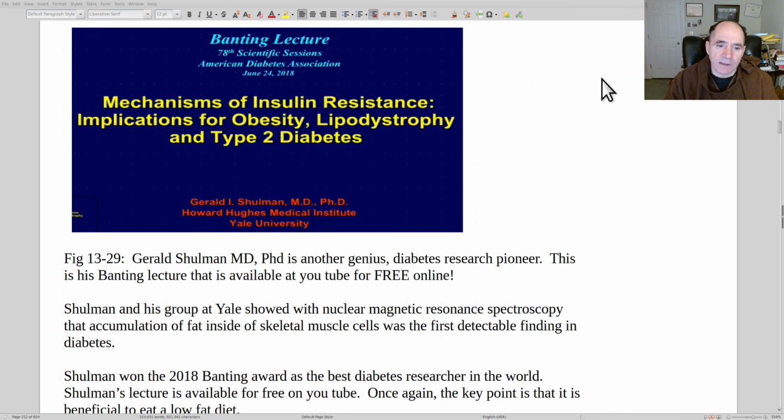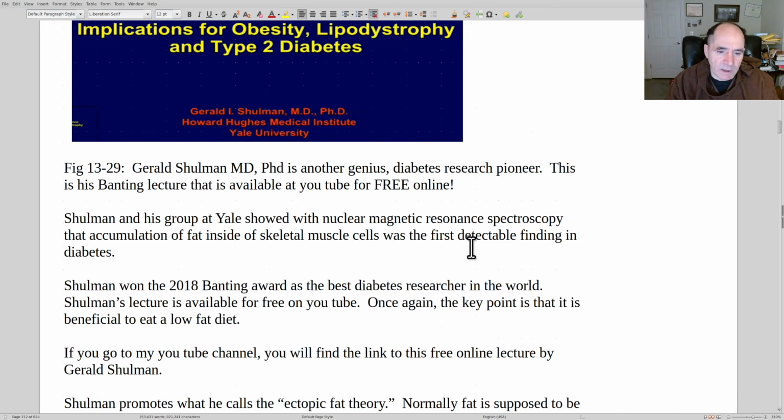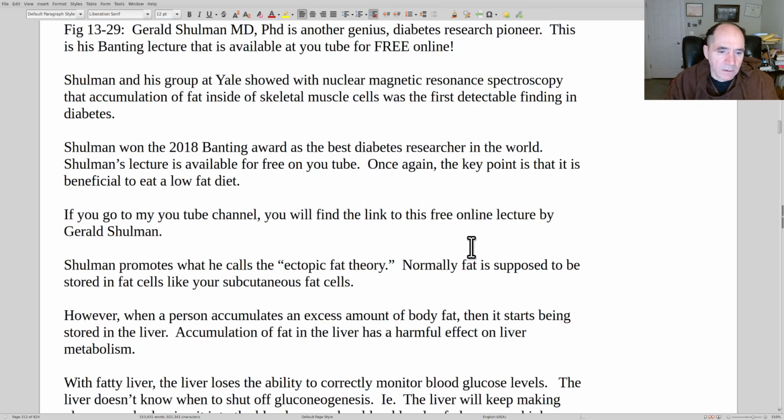And they confirmed that the earliest detectable finding with insulin resistance is accumulation of fat inside skeletal muscles. And they call that IMCL for intramyocellular lipid. So intra being inside, myo muscle, cellular, the cell. Lipid is just another word for fat. So this all reinforces the idea that the best thing to feed diabetics is a low-fat diet.